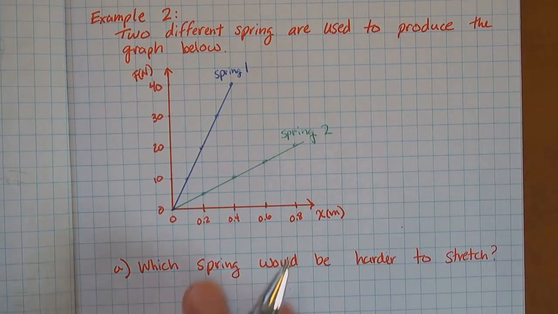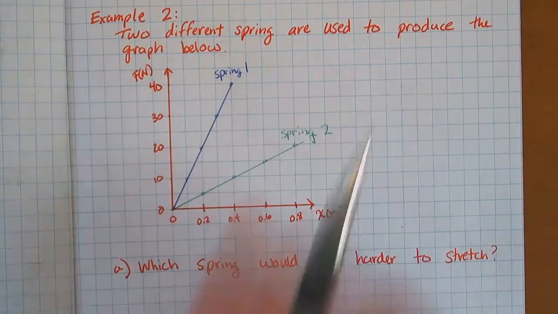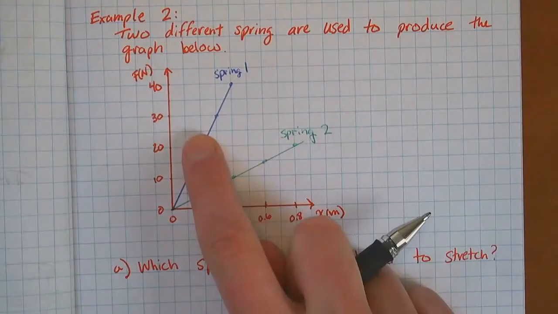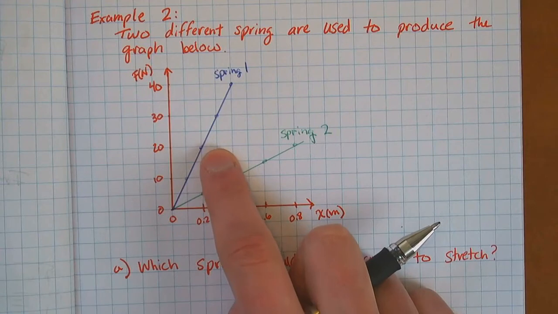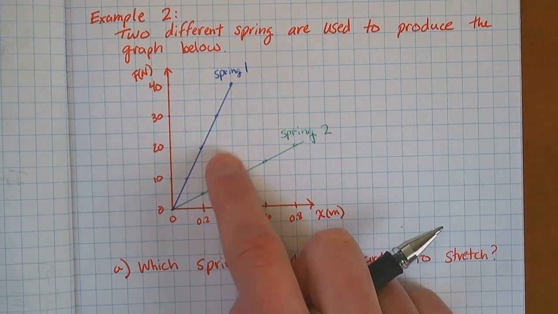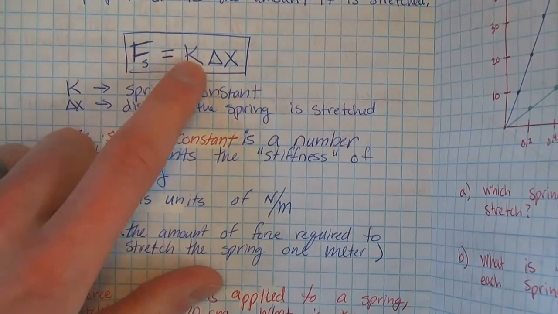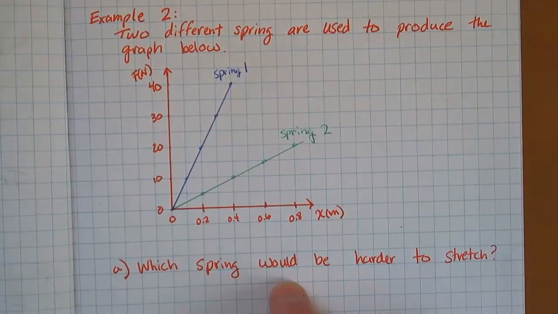So obviously we have different slopes. Spring 1 has a steeper slope, spring 2 has a flatter slope. Let's remember that the slope of this graph is the spring constant. That was how we calculated k in the lab. It says, which spring would be harder to stretch?